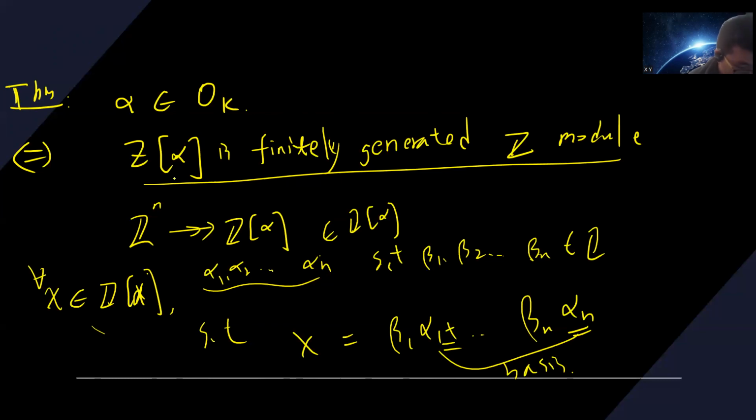I think maybe I will use this version more. Z[alpha] is a subset of Q[alpha], and finitely generated means that you can find alpha_1 to alpha_n in it, fixed, such that for every x you can find beta_1 up to beta_n belonging to Z such that x is the integer linear combination of such elements.